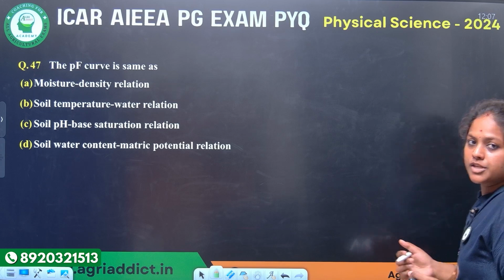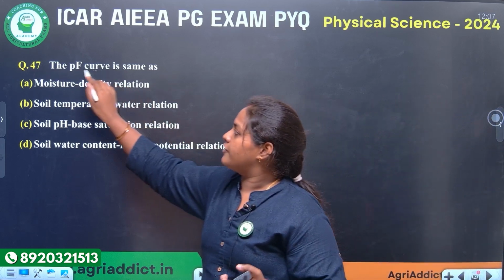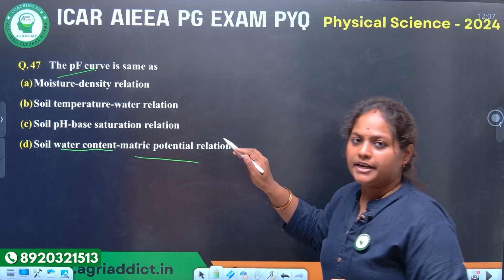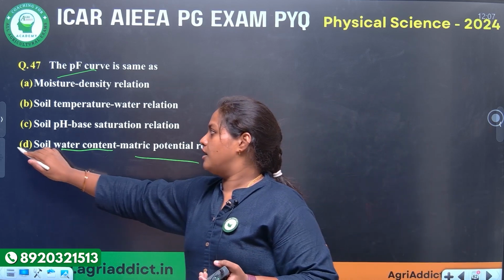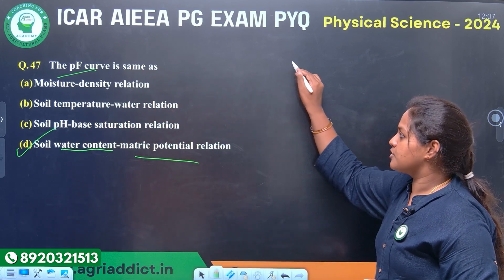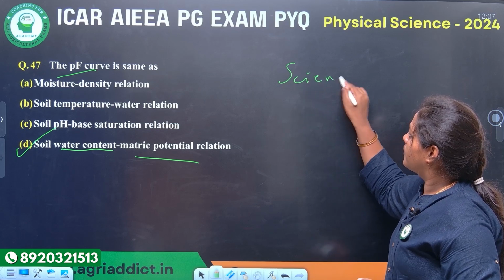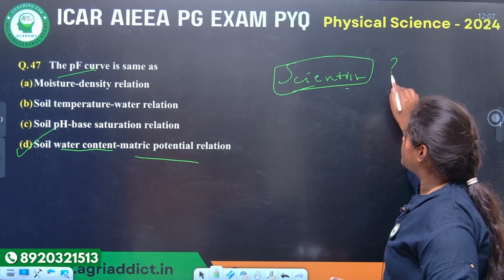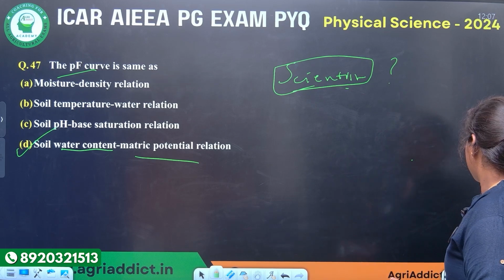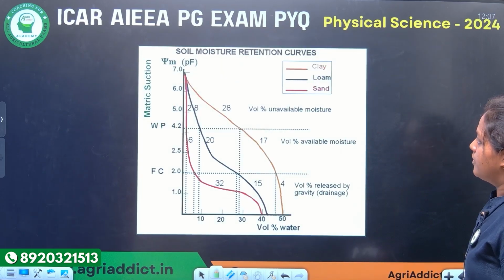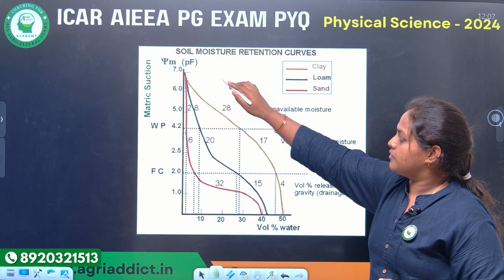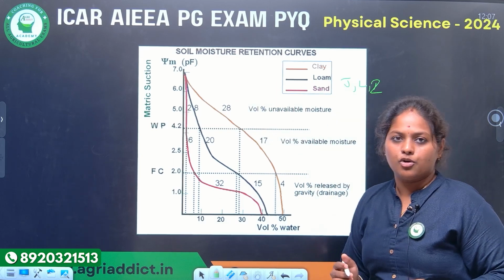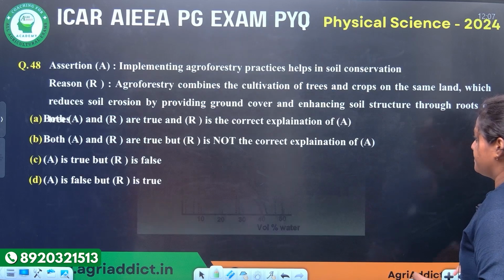Question number 47. The PF curve is the definition of PF curve: soil water content and matrix potential relation. Do comment below who the scientist associated with the PF concept is. This is the curve. For different soils, different shapes of curves will be there: J, L and I shape for sand, loam and clay type of soils.